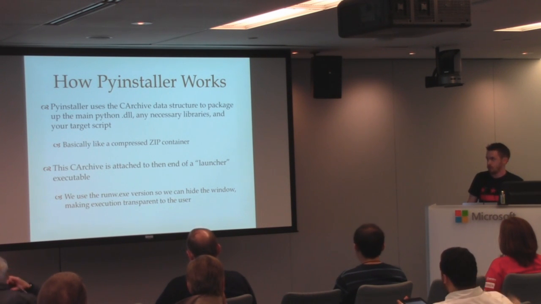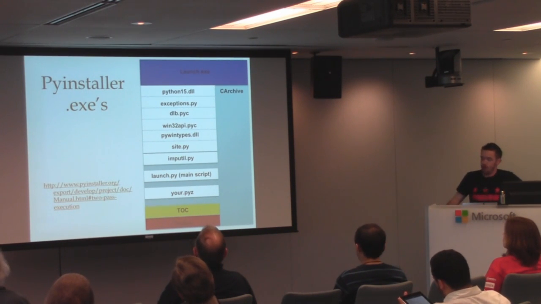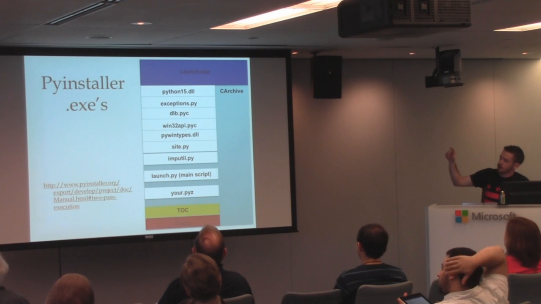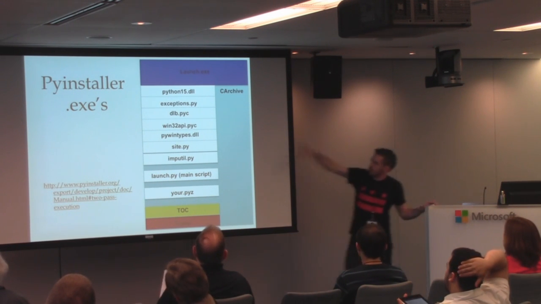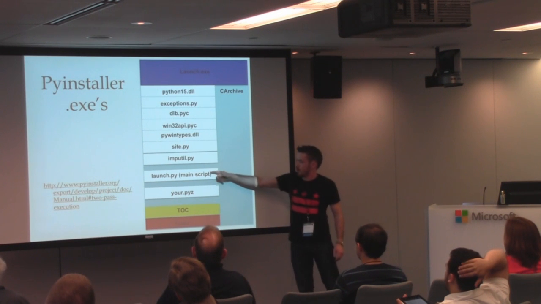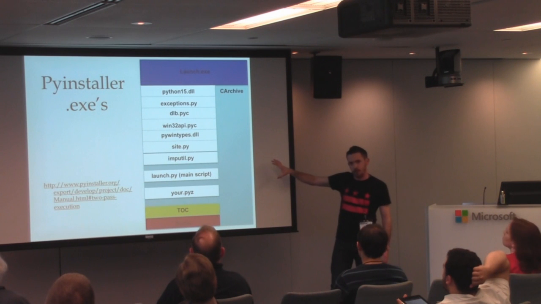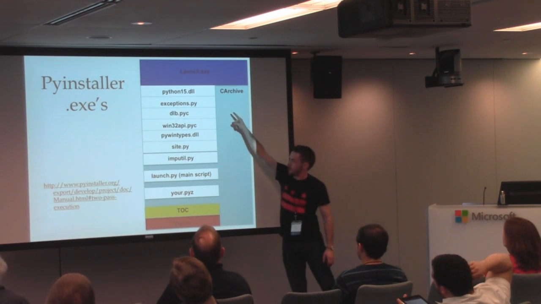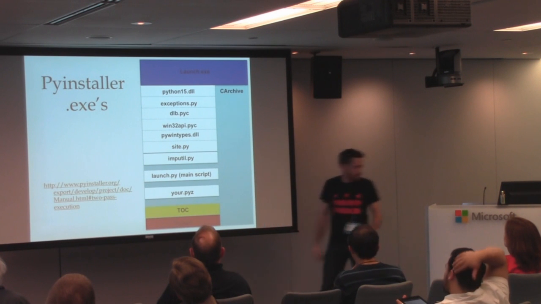This is a quick diagram. I had to recreate it from their website. This is the original source. But you see up there, the little launch.exe, this is the entire C archive, and everything here is the Python DLL. This is where your actual script is and all that kind of stuff. So this is what's actually extracted to disk temporarily. Then that's registered, a couple of the functions are exposed, and then this is launched.